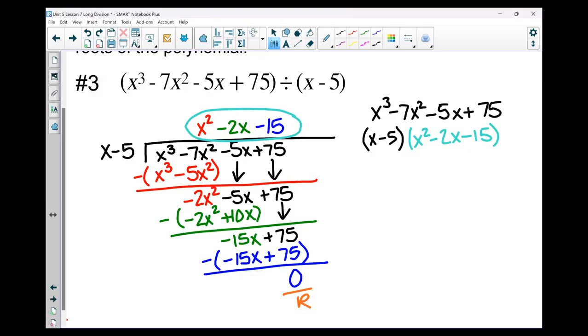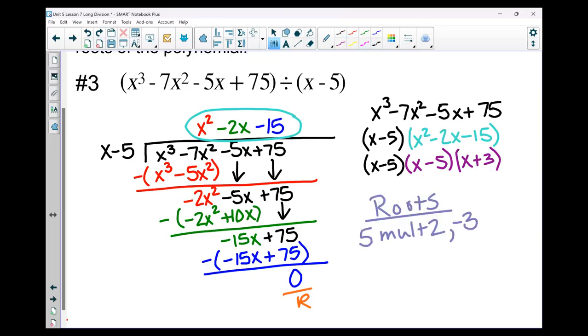We pulled out one factor using our long division, and now all of a sudden we found a root. So we know we should have 3 because the highest degree is 3. We know that one of the roots comes from solving the factor of x minus 5. But if you look at that quotient, it is factorable. You could rewrite this as x minus 5 and factor that quadratic as x minus 5 times x plus 3, resulting in roots or x-intercepts of 5, 5, and negative 3.